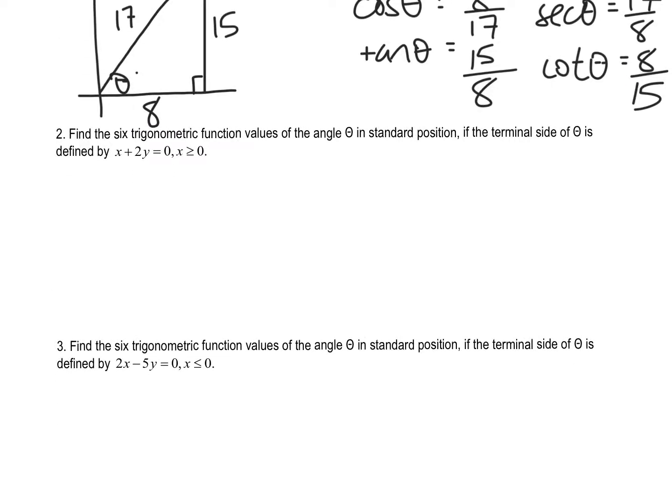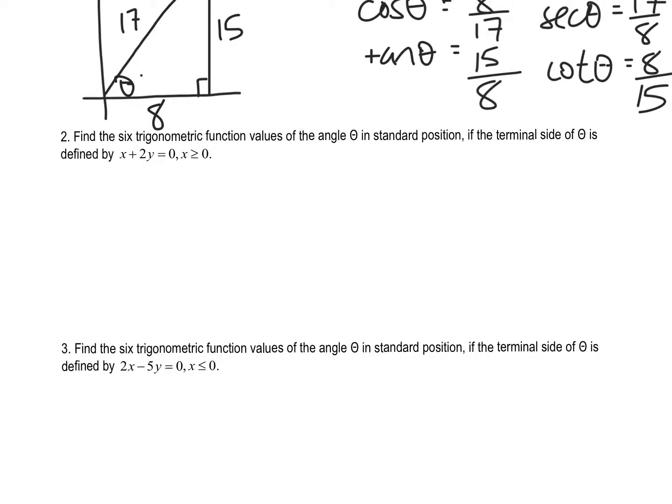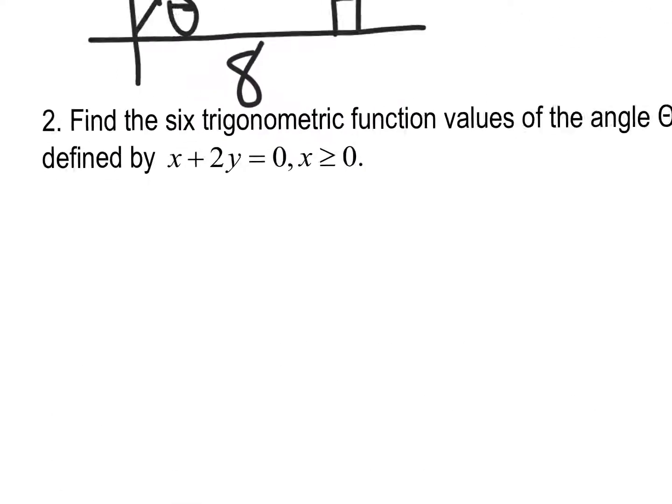Why do they not give me an ordered pair? But I need to draw this. I need to find the 6 trig functions. I have an angle theta, again, standard position, you know what that means. If the terminal side of theta is defined by, whoa, this is kind of strange. Okay, here's what we're going to do for this one. Let me zoom in a little bit.